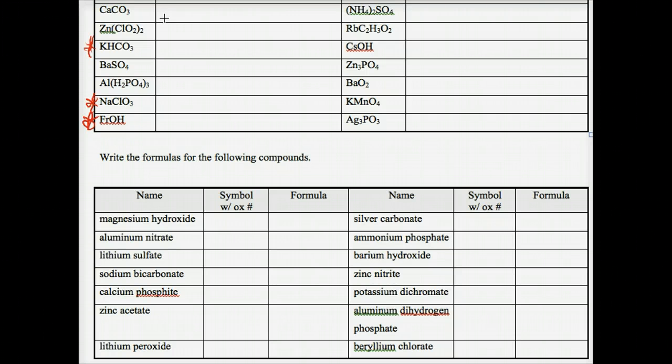FrOH, and I'm looking for the name. Okay, this big column is for the name. So I'm naming formulas. Well, it's on your shoulders to be able to recognize that we're dealing with the OH polyatomic ion. That's why we're going through the trouble to memorize all those polyatomic ions. And I know that ion is hydroxide. Okay, so I have my polyatomic ion name.